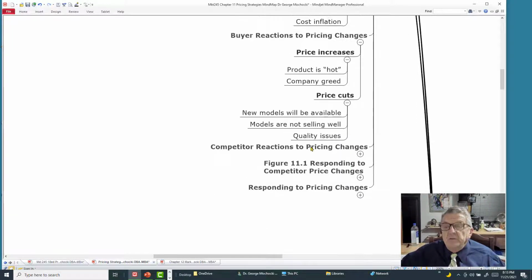And price cut. New models will be available. Models are not selling well. Quality issues. Why are they reducing something on that?